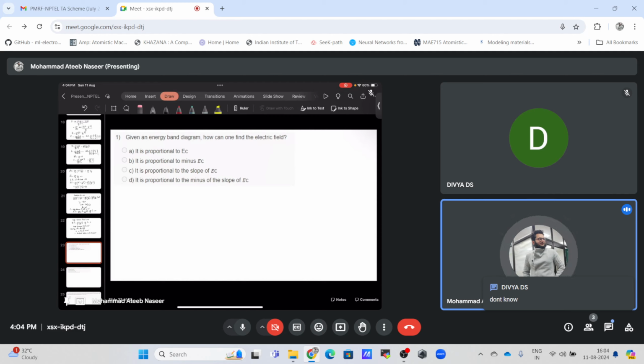So it has to do with this conduction band edge. This EC basically is the conduction band edge.